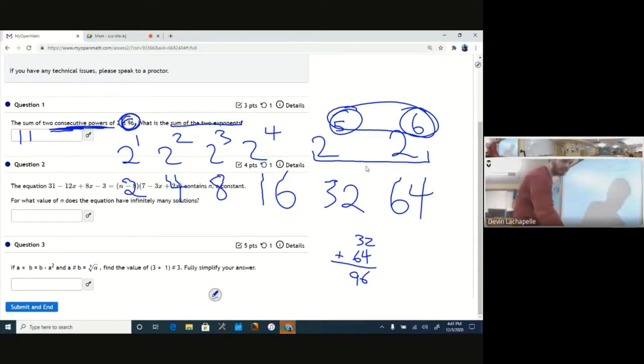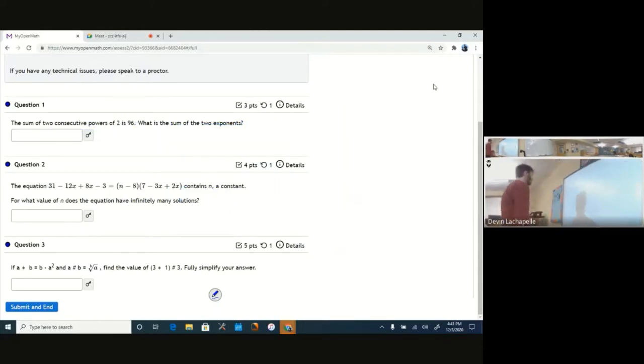All right, let's try the four pointer. The equation 31 minus 12x plus 8x minus 3 equals n minus 8 times 7 minus 3x plus 2x, and it contains n, a constant. So for what value of n does the equation have infinitely many solutions?